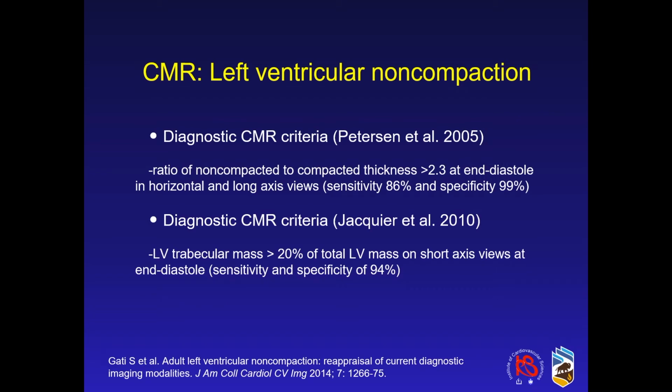Now, transitioning to cardiac MRI, there are two diagnostic criteria that are often referenced. One is the Petersen et al. criteria from 2005, where they look at the ratio of non-compacted to compacted thickness greater than 2.3 at end diastole in the horizontal long axis view, with sensitivities and specificities as labeled there. The other is diagnostic criteria by Jacquier et al. from 2010, where they focused on the trabecular mass within the LV greater than 20% of total LV mass on short axis view at end diastole, and this has a sensitivity and specificity of 94%.